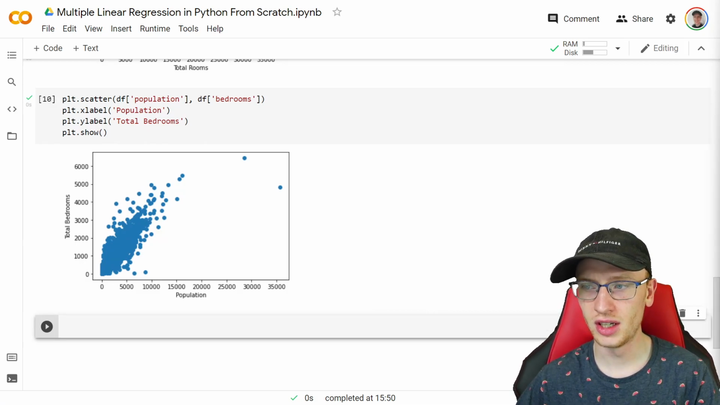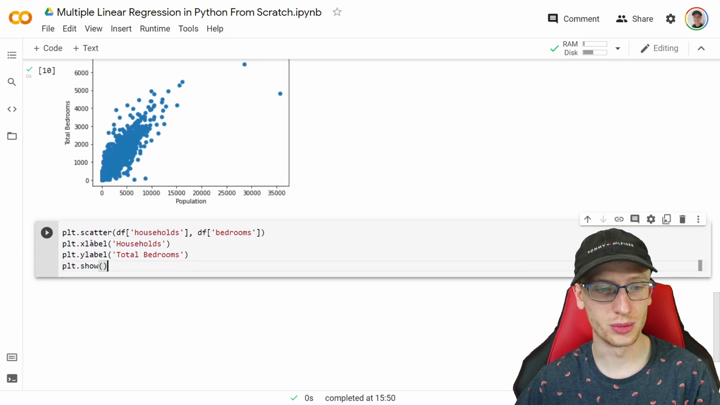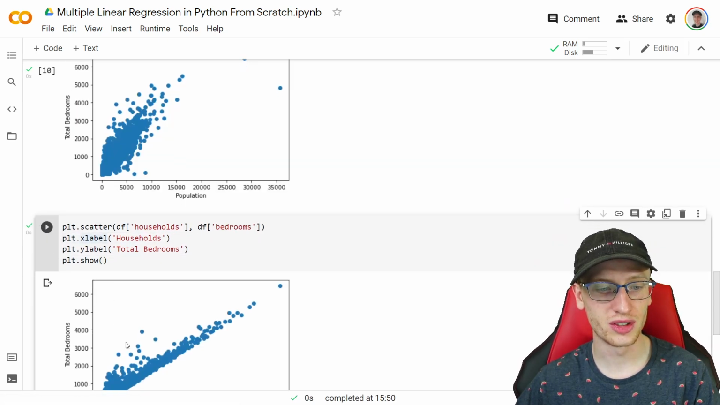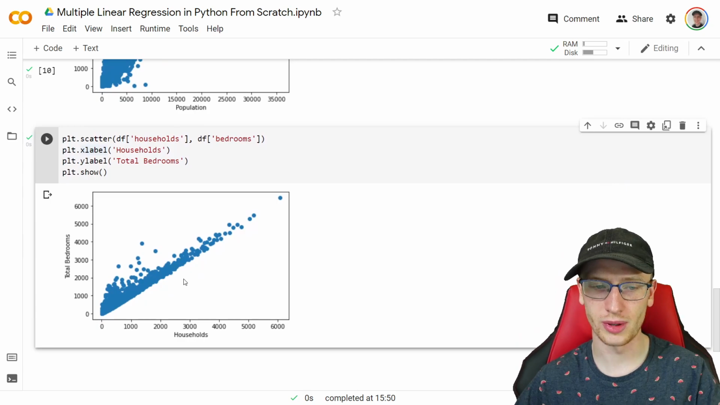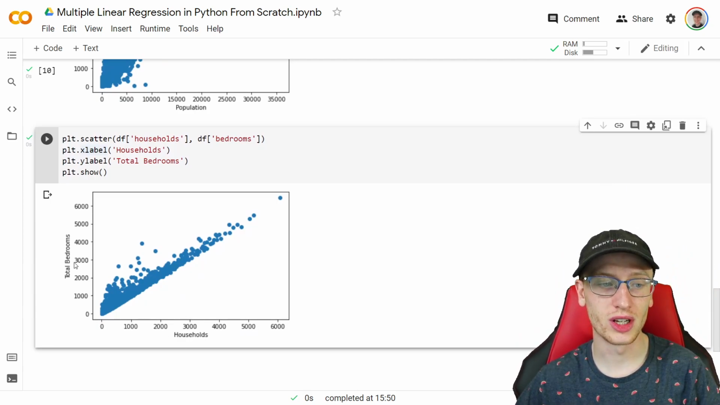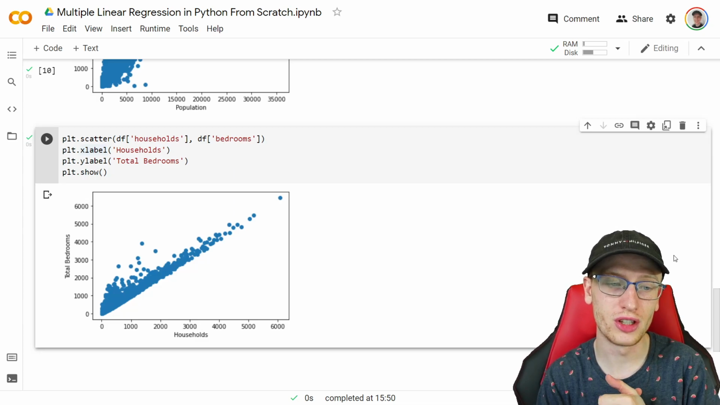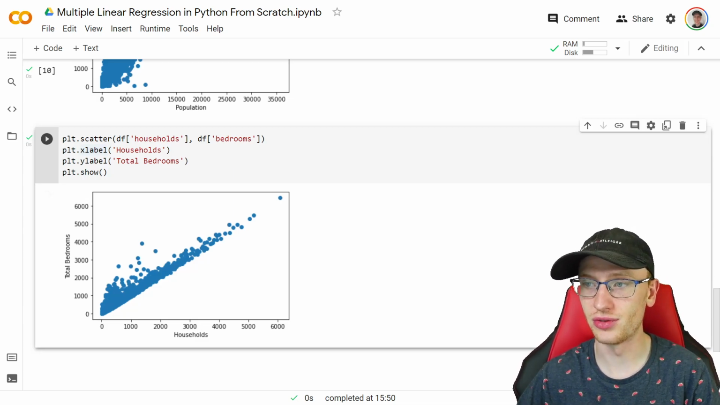And then finally, I'm just going to do one more, which is plotting households and bedrooms, setting the labels and showing it. We can see it's this weird kind of pattern here with the line at the bottom. As households tends to increase, we have total bedrooms increasing as well. Okay, so why did I do that? Not any reason in particular. It's kind of just to show some visualization for you.